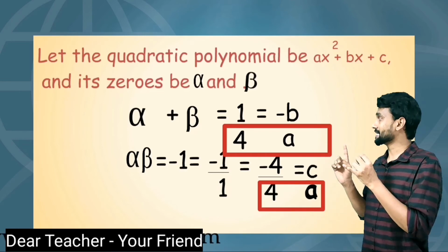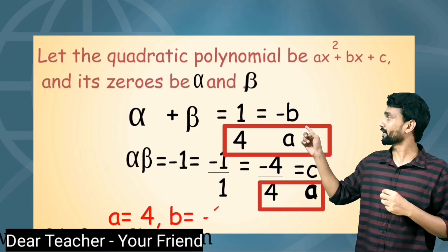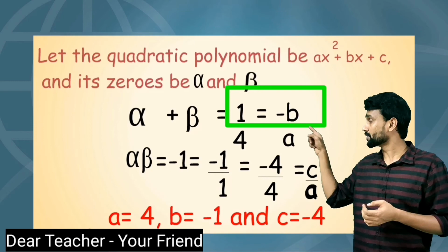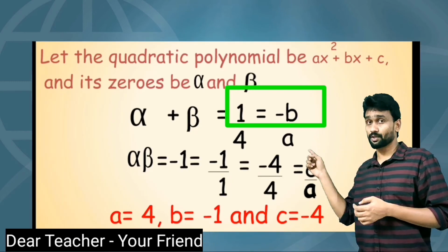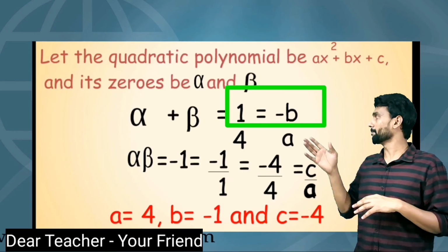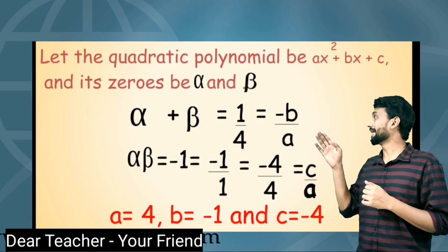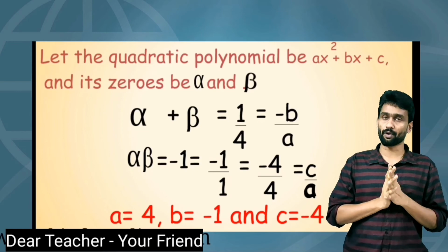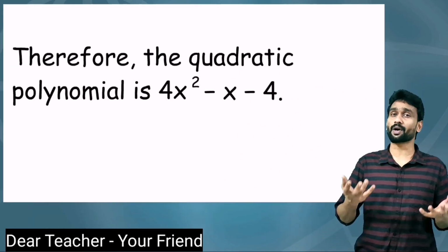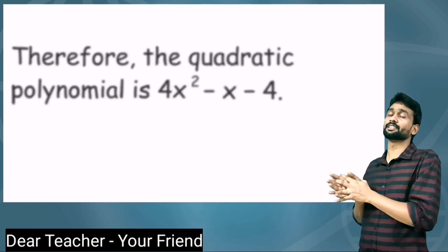From this we can write a equal to 4, and minus b equal to 1, then b will be minus 1. Okay, b equal to minus 1 and c equal to minus 4. Now our quadratic equation is 4x square minus x minus 4.